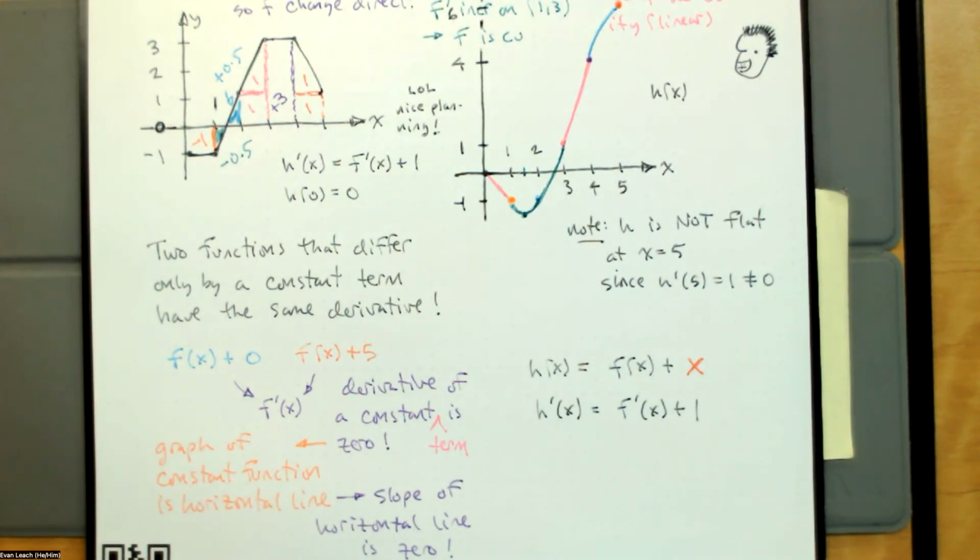So if we go backwards one step, because we're so good at taking derivatives now, we can even do derivatives backwards. That means that h of x must equal f of x plus x. Plus some constant that we don't care about. That's just moving things up and down. But if h of x is f of x plus x, then h prime of x is f prime of x plus 1.